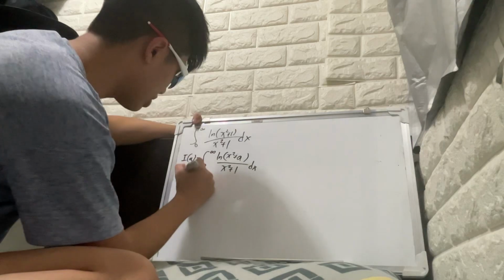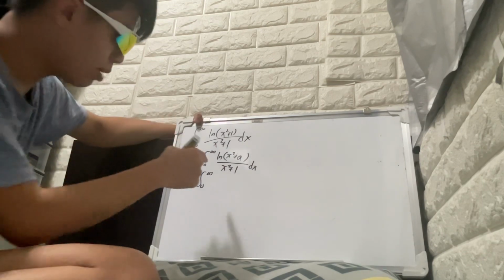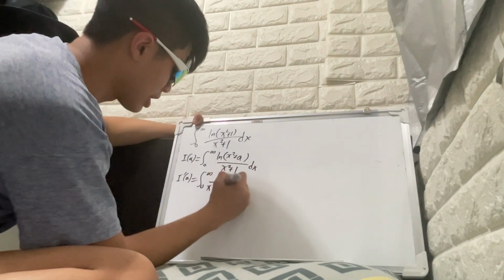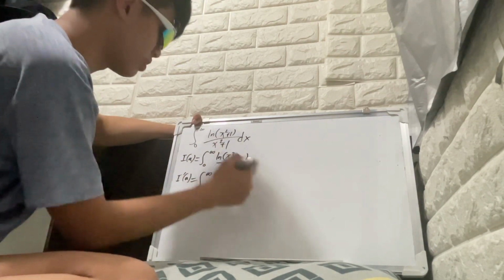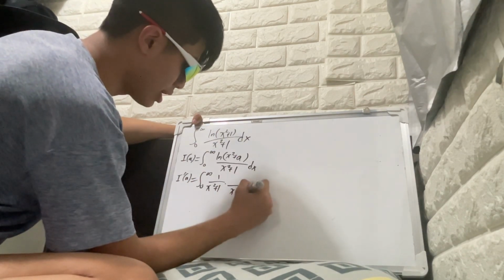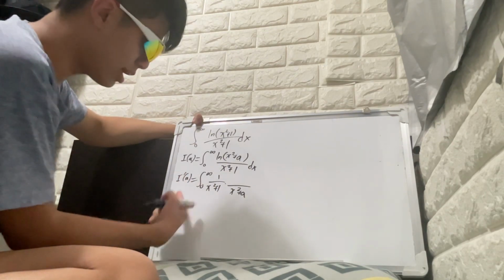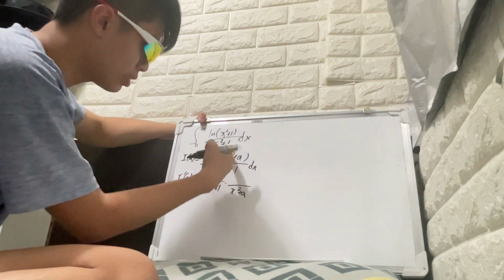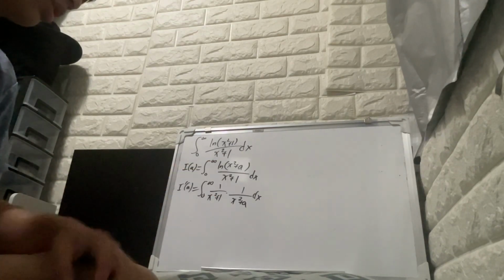We're going to differentiate both sides with respect to a. You pretty much get first 1 over x squared plus 1, which you leave as a constant because it's a constant with respect to a, and then you multiply by the derivative of ln of something, which gives 1 over x squared plus a, times the derivative of the inside. Since we are differentiating with respect to a and x squared is a constant, you get 0, and differentiating a gives 1. So you pretty much get 1 over x squared plus 1 times 1 over x squared plus a.